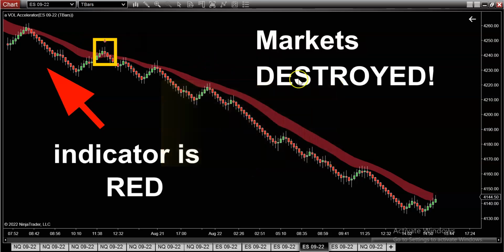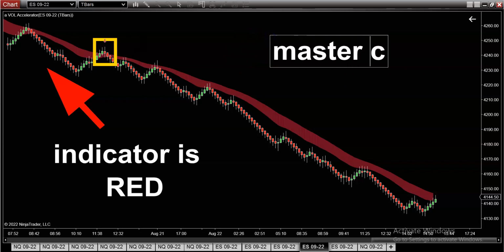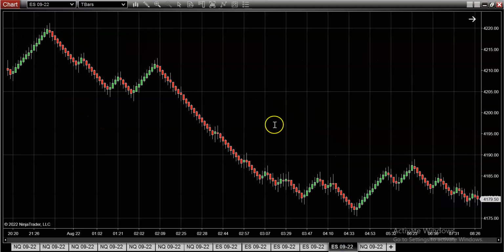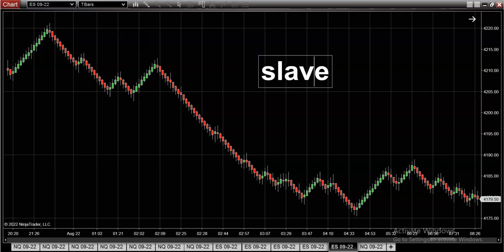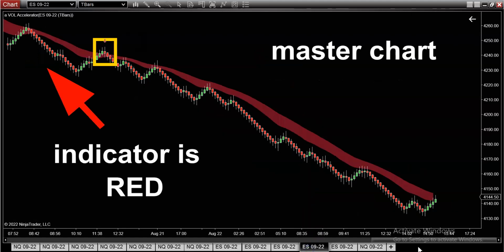All right, let me just clean this up. Okay, I'm going to show you a higher time frame and smaller time frame approach. All right, let's go ahead and label this chart the master chart. Okay, and I have another smaller time frame chart that I'm going to call the slave chart. This is a significantly smaller time frame chart. So again, just to set this up for you guys, I've got two charts open, as you can quite clearly see.